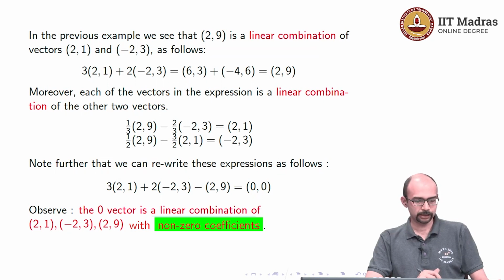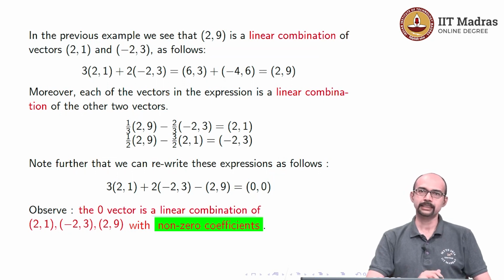Okay. So the point is, here you can do it with non-zero coefficients. So you can always do it with 0 coefficients, but it's not clear you can do it with non-zero coefficients, and if you can, then there's something special happening, right? So remember, all these 3 vectors were on the same plane. Yeah, this is the key point.